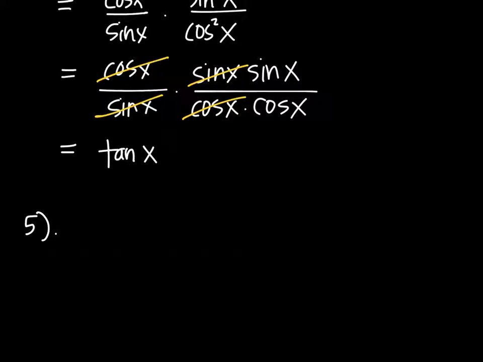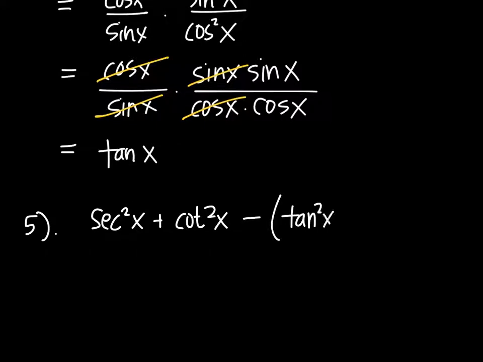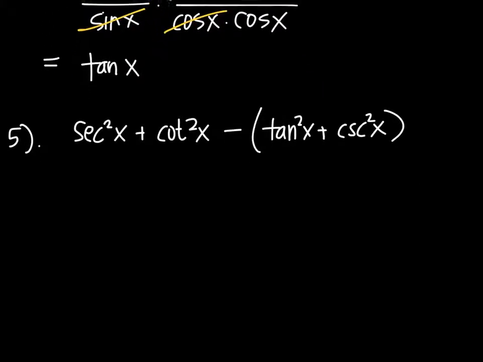Okay. All right, let's try another one. Secant squared x plus cotangent squared x minus parentheses tan squared x plus cosecant squared x. Is this FOIL? Why not? Okay, what would there have to be for FOIL? Two sets of parentheses to be FOIL.